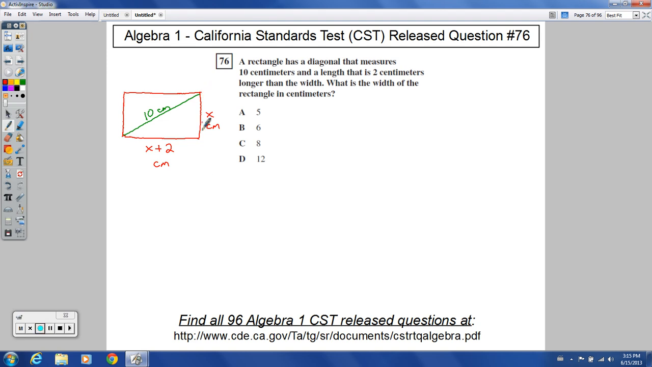So what are we doing? We're solving for x, in other words. And so what do you see that we can do here? Well, I see, since this is a rectangle, I know this has to be a right triangle right here. And there's something called the Pythagorean Theorem.